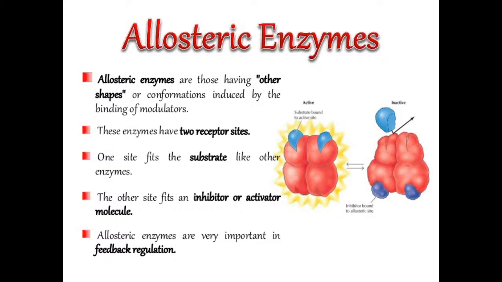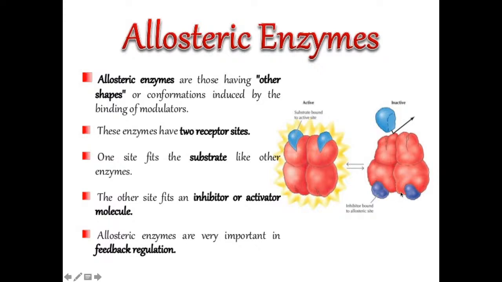So allosteric enzymes are those having other shapes or conformations induced by the binding of modulators. These enzymes have two receptor sites. One site fits the substrate like other enzymes. Another site fits the inhibitor or the activator molecule. And allosteric enzymes are very important in feedback regulation.